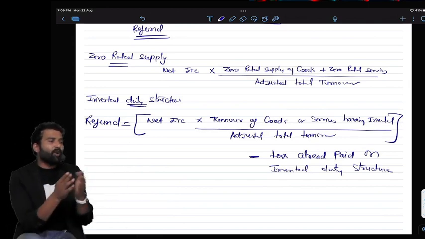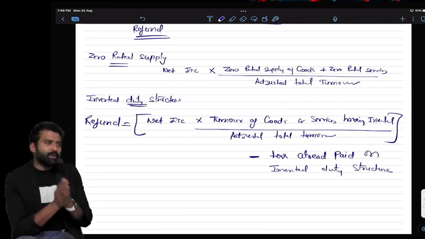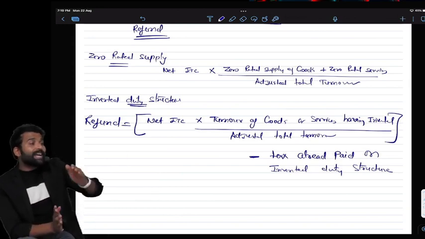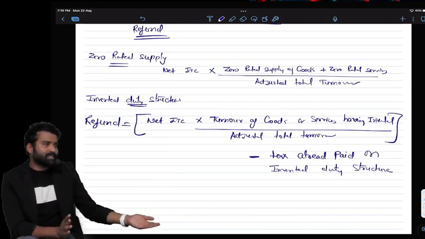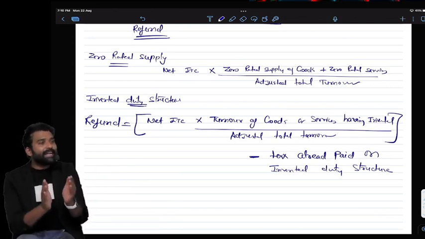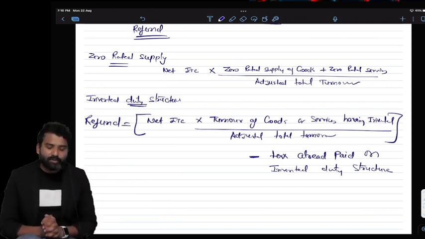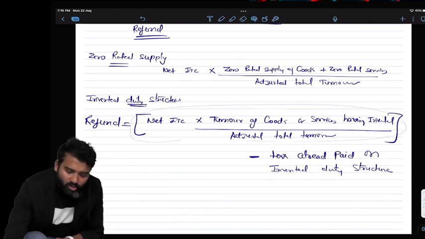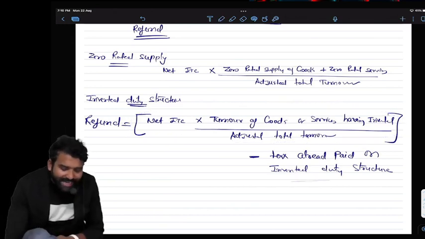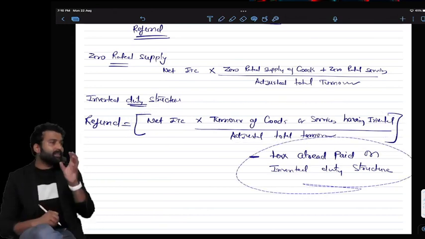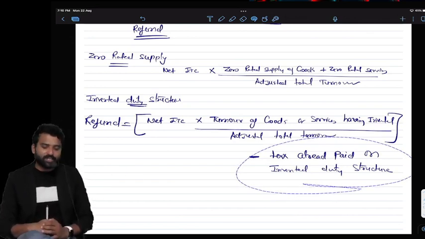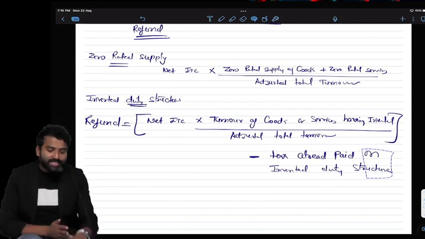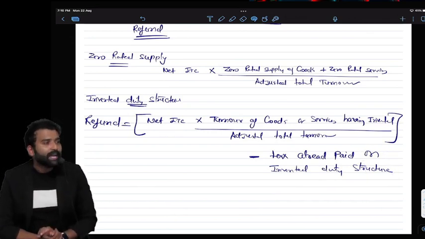So for example, if 60% of my turnover belongs to inverted duty structure, then 60% of my ITC belongs to inverted duty structure. But I have to reduce the tax already paid on the inverted duty structure, because that will give me the net unutilized ITC which belongs to inverted duty structure. So this formula gives me the total ITC belonging to inverted duty structure. When I reduce the tax already paid, it gives me the unutilized balance of ITC of inverted duty structure, and with this I am able to calculate the maximum refund admissible. So this is the formula for refund of tax in case of inverted duty structure.